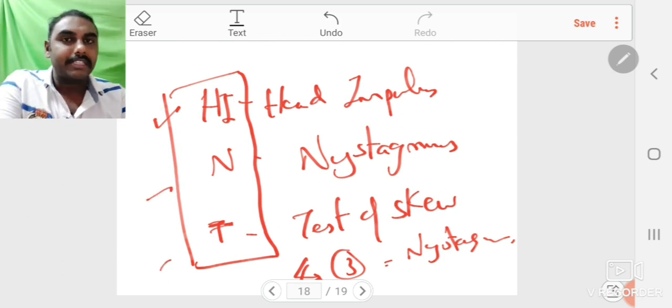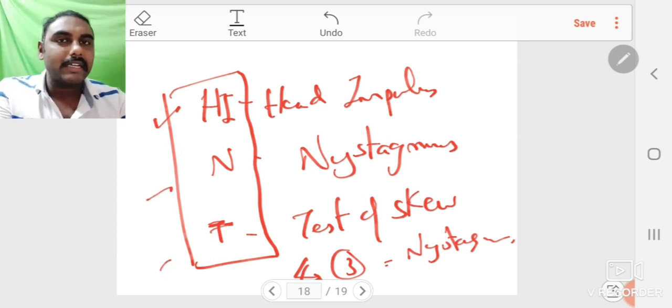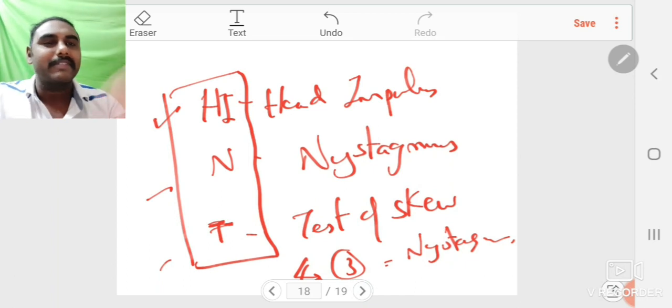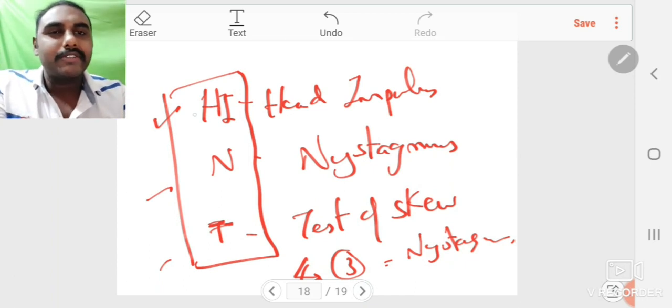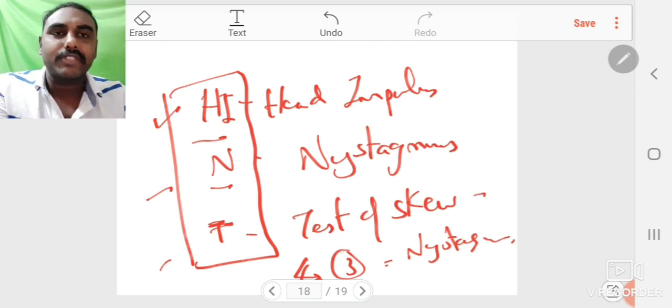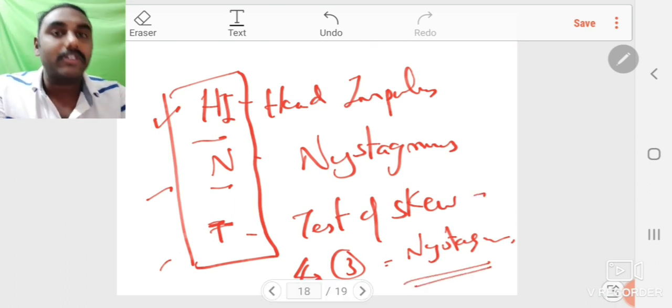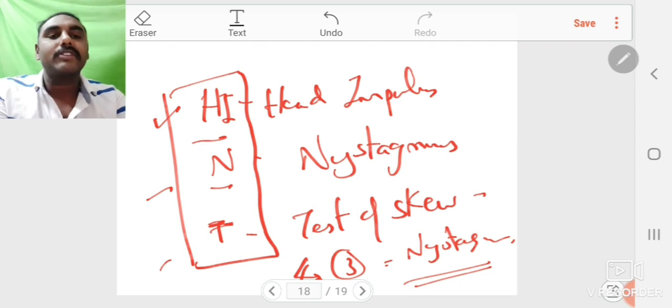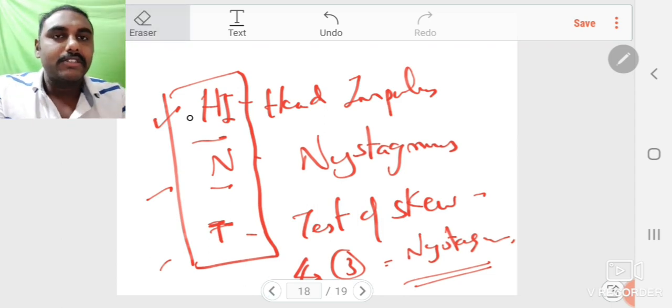This is a recent MCQ, for the toppers, maybe they would have given, but a very difficult one also. So HINT stands for head impulse, N is nystagmus, T is test of skew. These detect the oculomotor test to find out the assessment of nystagmus.